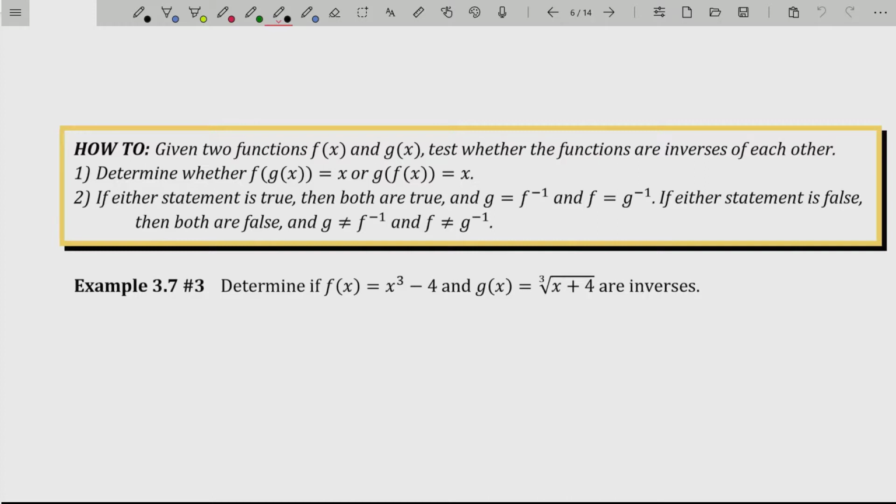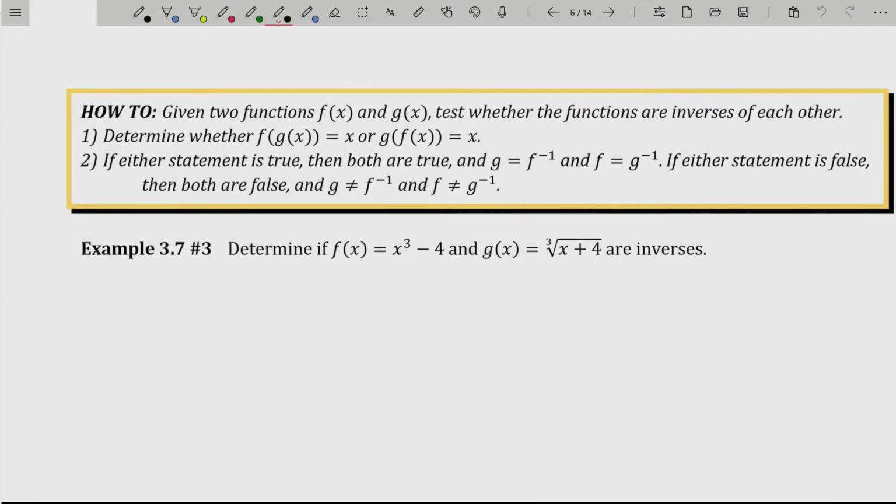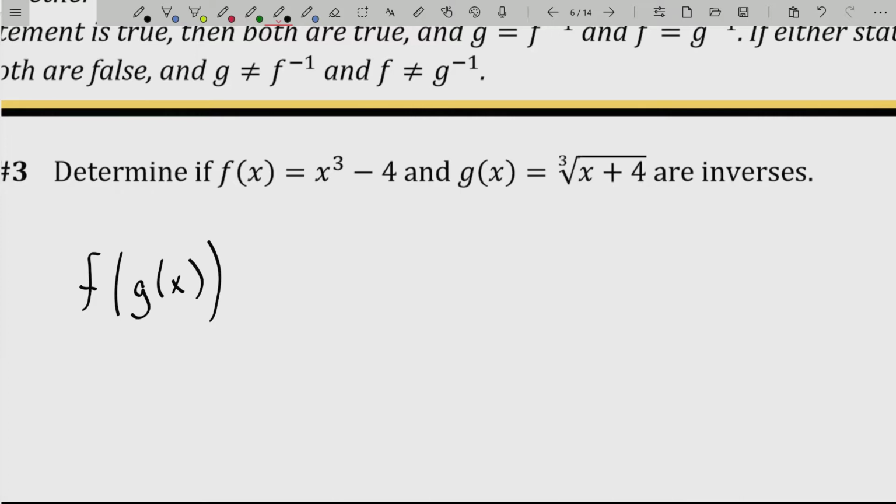If you want to determine if those two functions in example number 3 are inverses, just look at f of g of x. This is kind of why you start playing with inverses in mathematics, so that you can check whether or not functions are inverses of each other. That's not the only reason. There are a ton of other reasons, but that's the initial one. And that's f of, instead of g of x, I'll just write out what g of x actually is. That's the cube root of x plus 4.